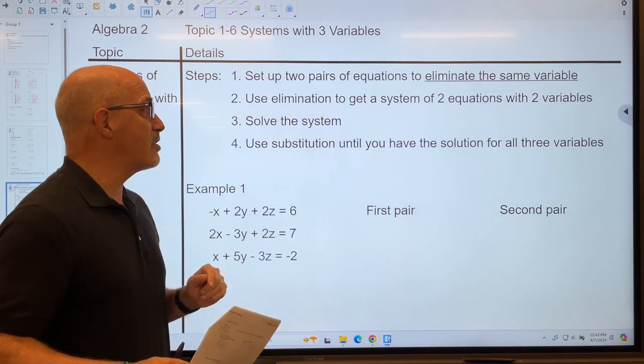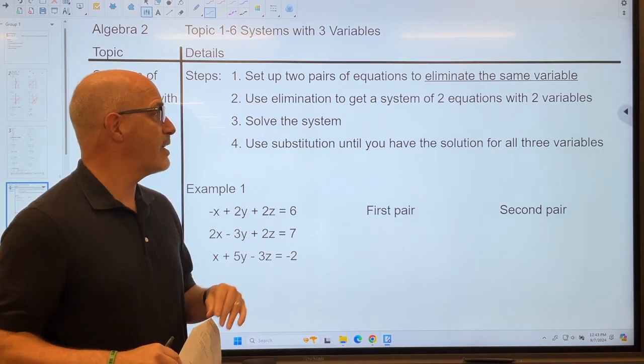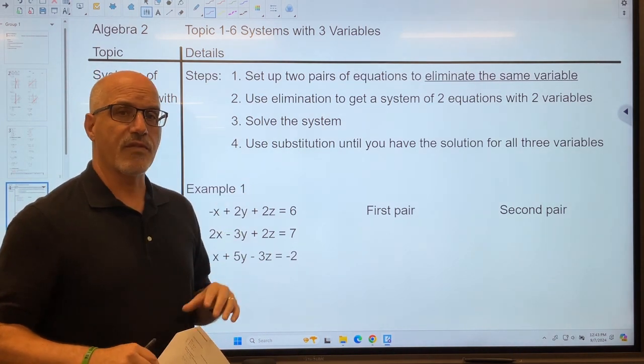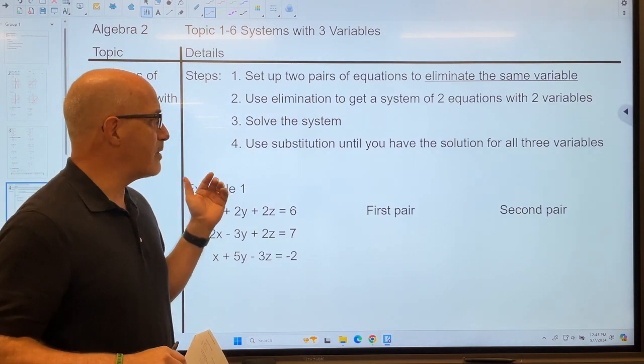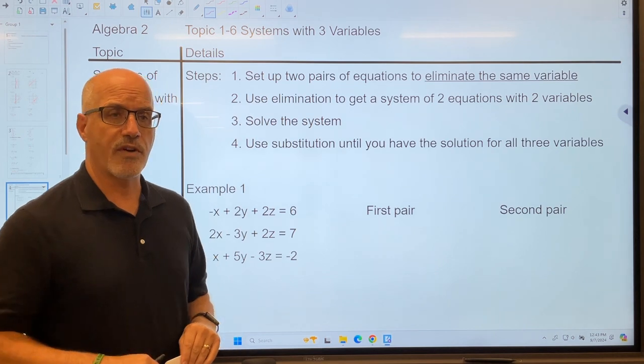The second step is to use elimination to get a system of 2 equations with 2 variables. The third step is to solve the system. And then the fourth step is to use substitution to make sure you get all 3 variables.